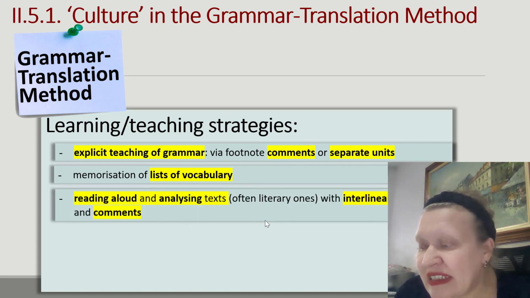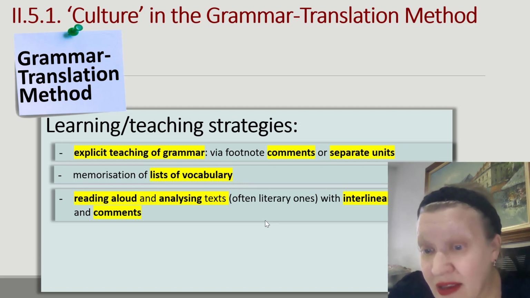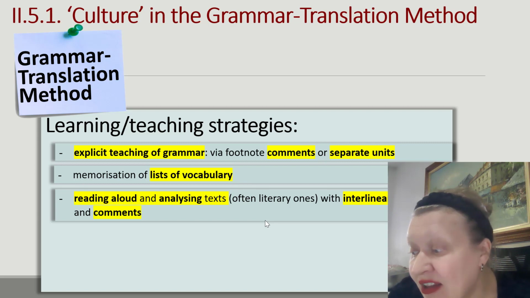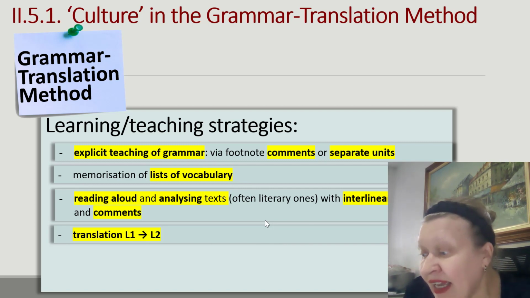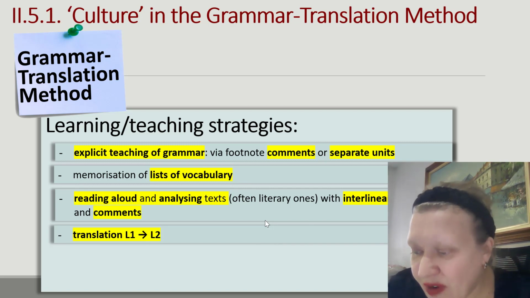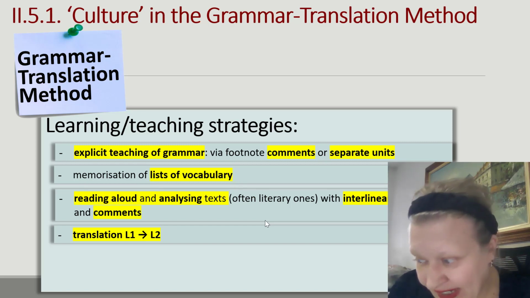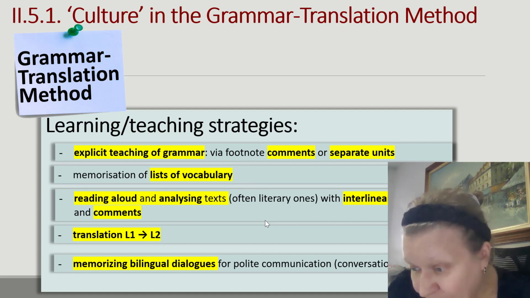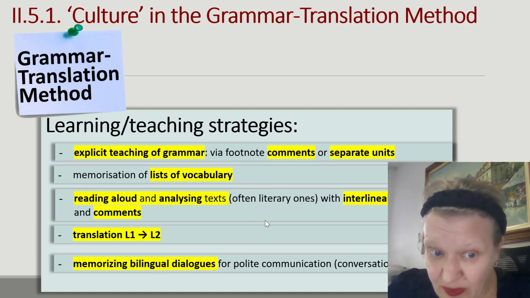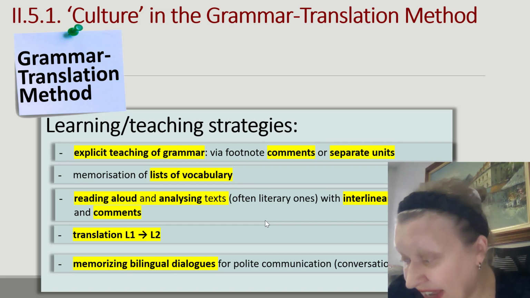The next one, reading aloud and analyzing text, often literary text, with an interlinear translation in the first language. Texts are treated as exercises in grammatical analysis, and their cultural content is usually out of scope. The next technique is making translation based on grammar rules and vocabulary learned separately. And finally, memorizing bilingual dialogues, referring to everyday polite communication. We call these techniques conversational realia.